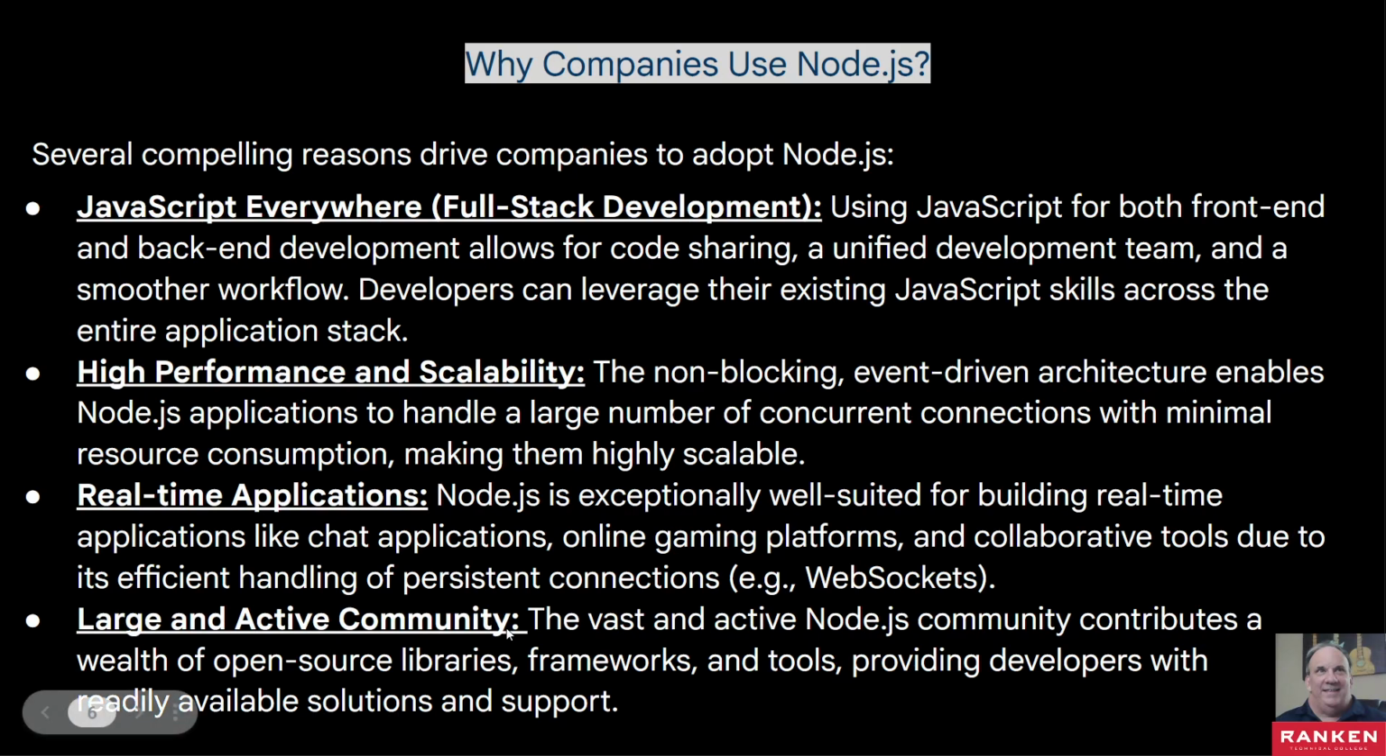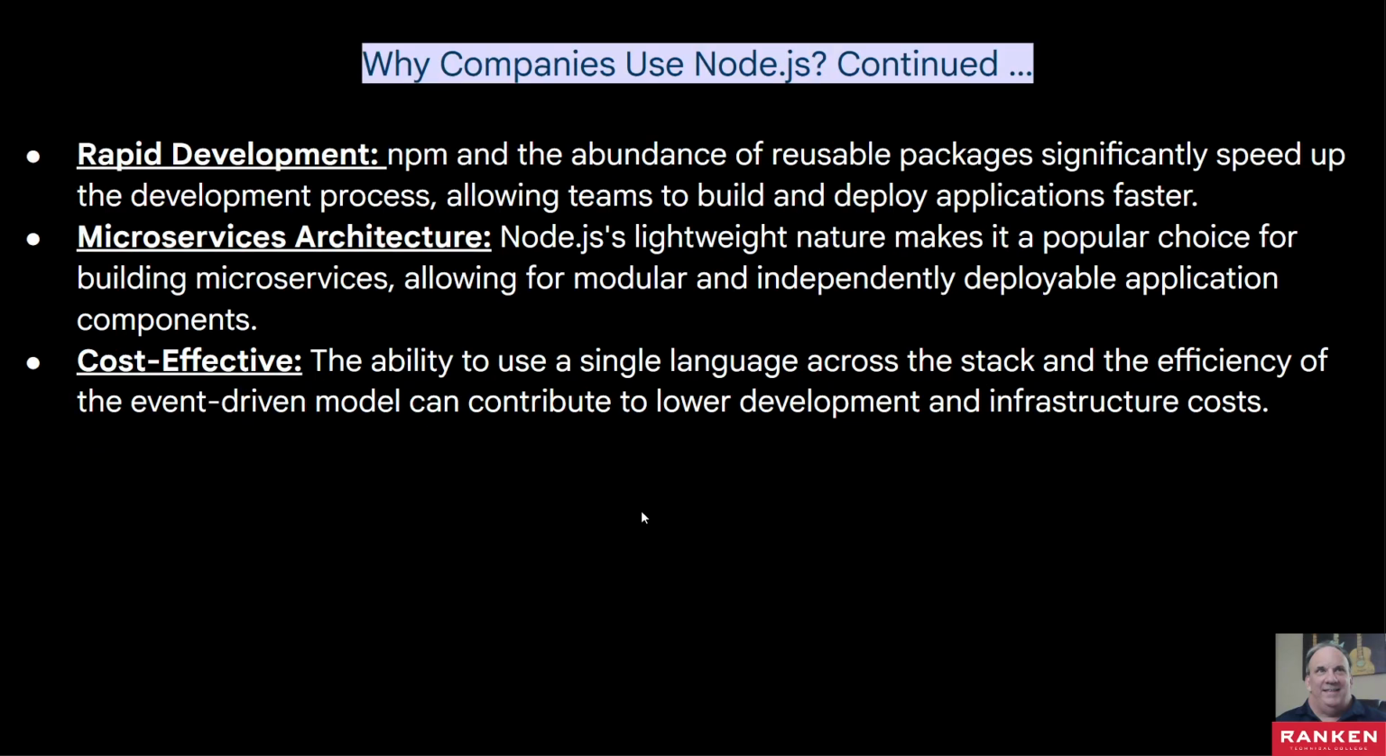Okay, large and active community. A vast and active JS community contributes to a wealth of open source libraries, frameworks, and tools, providing developers with readily available solutions and support. Another reason companies use JS: rapid development. NPM, which is Node Package Manager, and the abundance of reusable packages significantly speed up the development process, allowing teams to build and deploy applications faster. Okay.